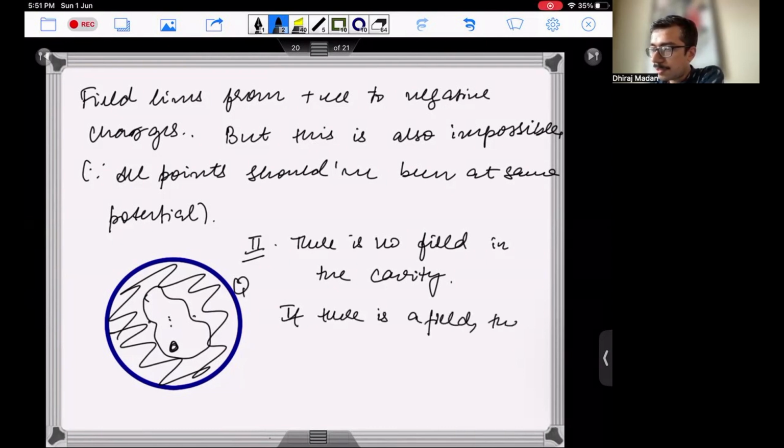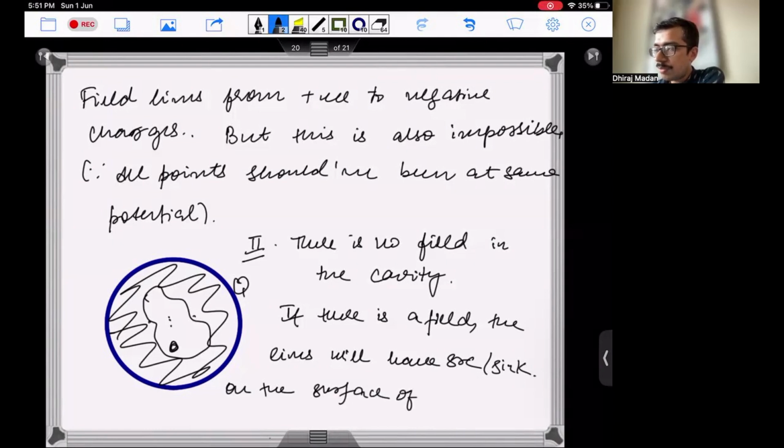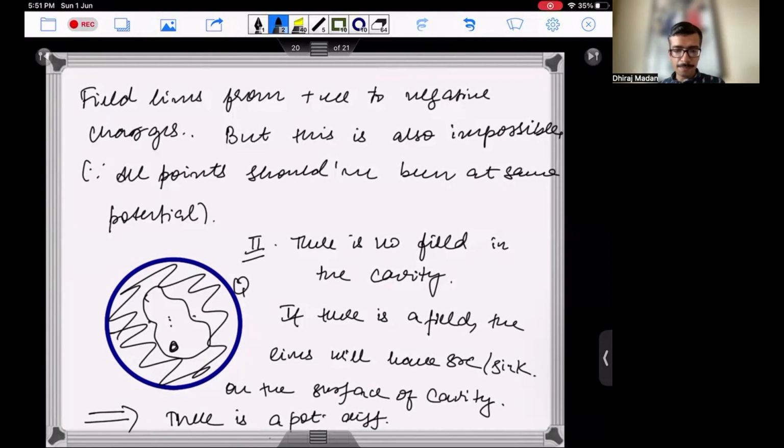So if there is a field, the lines will have a source or sink on the surface of the cavity, implying that there is a potential difference, which actually is not there. So that's the main idea.